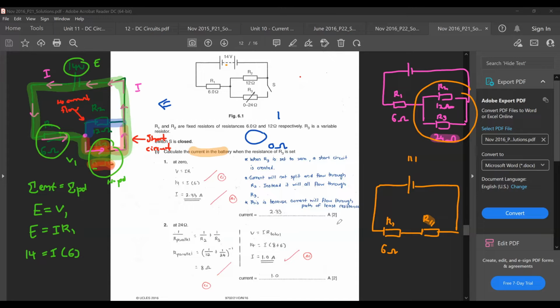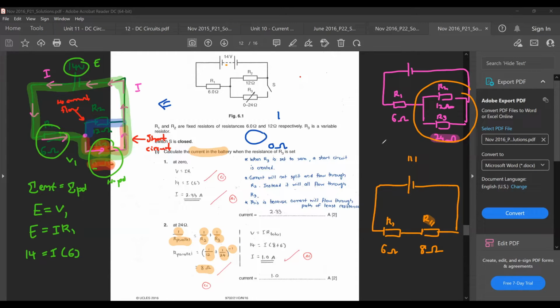Okay, then after that you get this. To find the parallel resistance R parallel, 1 over R parallel is 1 over R2 plus 1 over R3, which is 1 over 12 plus 1 over 24. Just raise it to the power of negative 1. You're going to get the answer as 8 ohms.